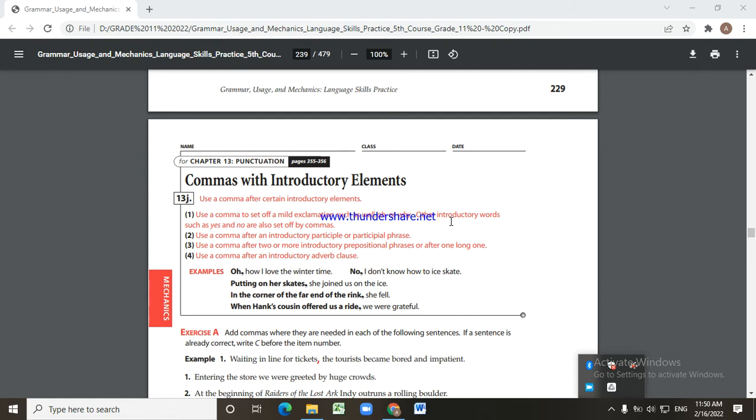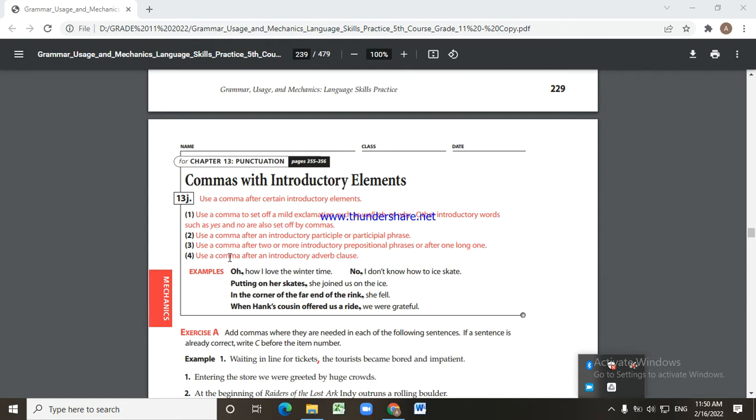Now we have a lesson about commas with introductory elements. Okay? Let's check the rules of using commas with introductory elements. Use commas after certain introductory elements. Number one, use a comma to set off a mild exclamation such as well, or why. Other introductory words such as yes and no are also set off by commas.